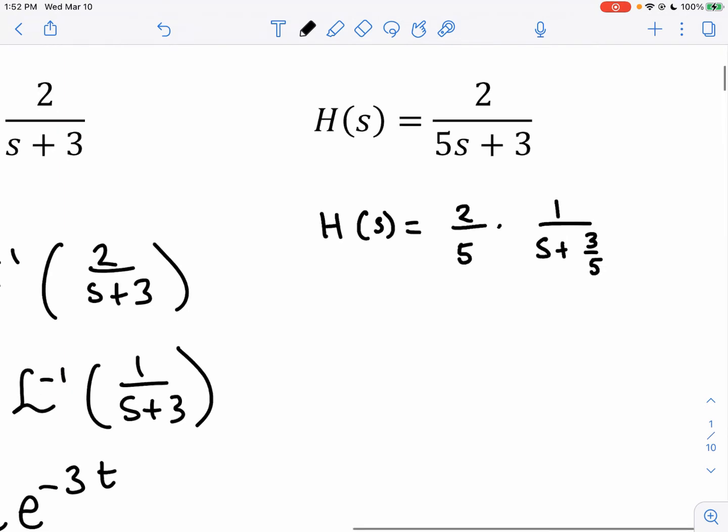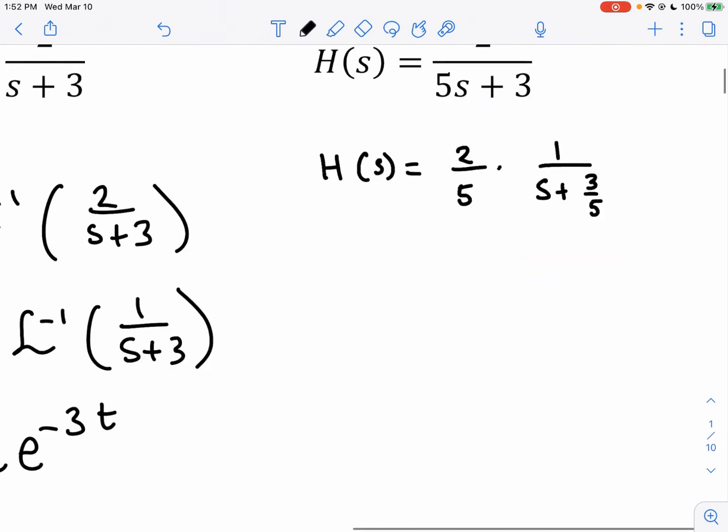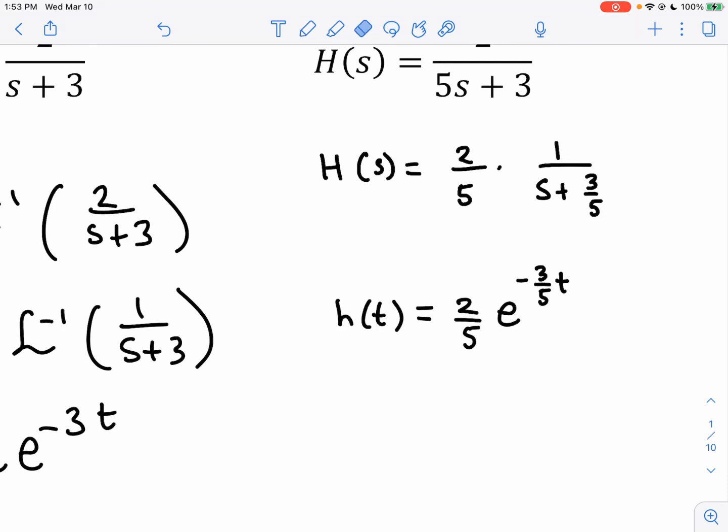And now I can apply linearity, and also I can ignore the 2/5 and just apply the inverse Laplace transform to the 1 over s plus 3/5. And so we have little h of t will be 2/5 of, and this is another exponential, e to the, but this time negative 3/5 t. If this had been s minus 3/5, then this would have been a positive 3/5 t, because the general form is 1 over s minus a. So that means a is negative 3/5.